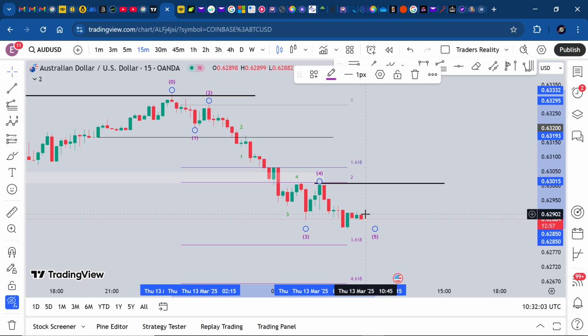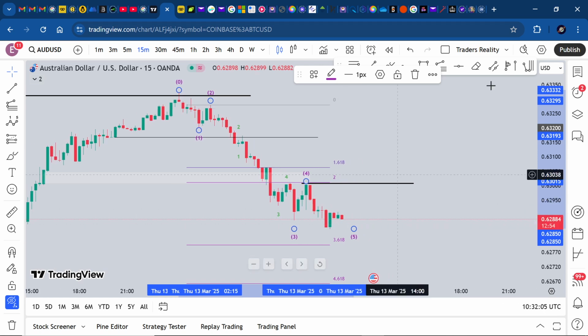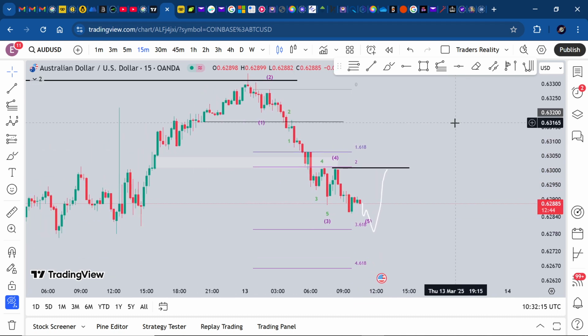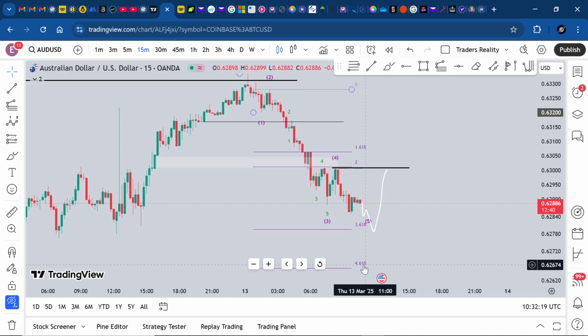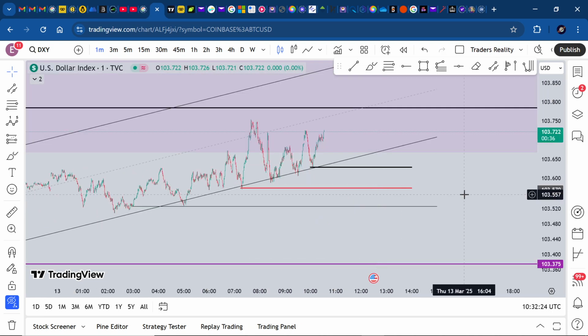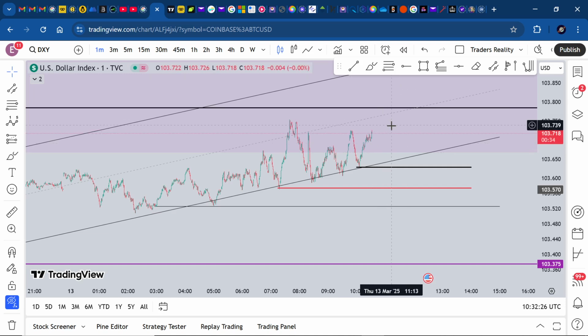ending diagonal. All right. So what I'm looking for is this. That's what I'm looking for on AUDUSD, alright? I'm looking for this on AUDUSD. And on the DXY, I'm looking for the opposite, which makes sense. Something along those lines, yeah?